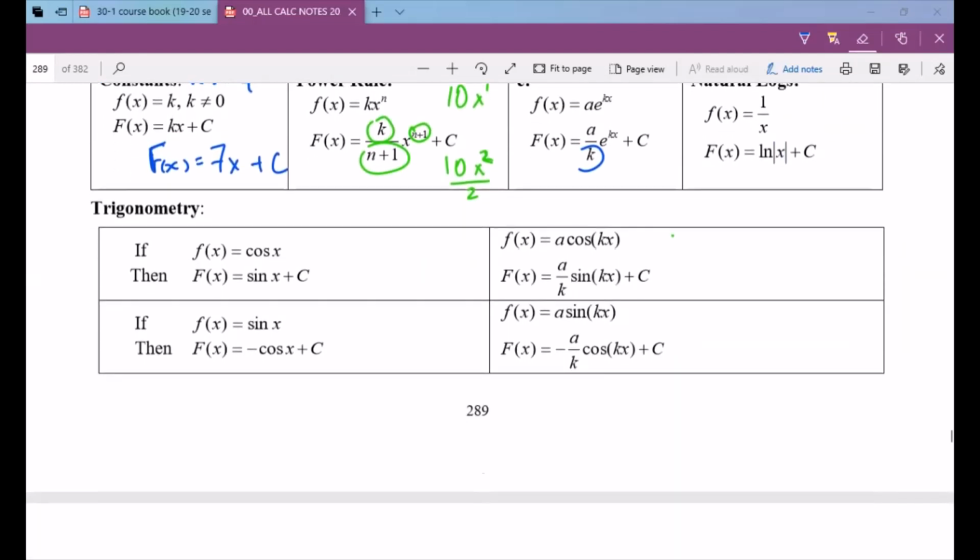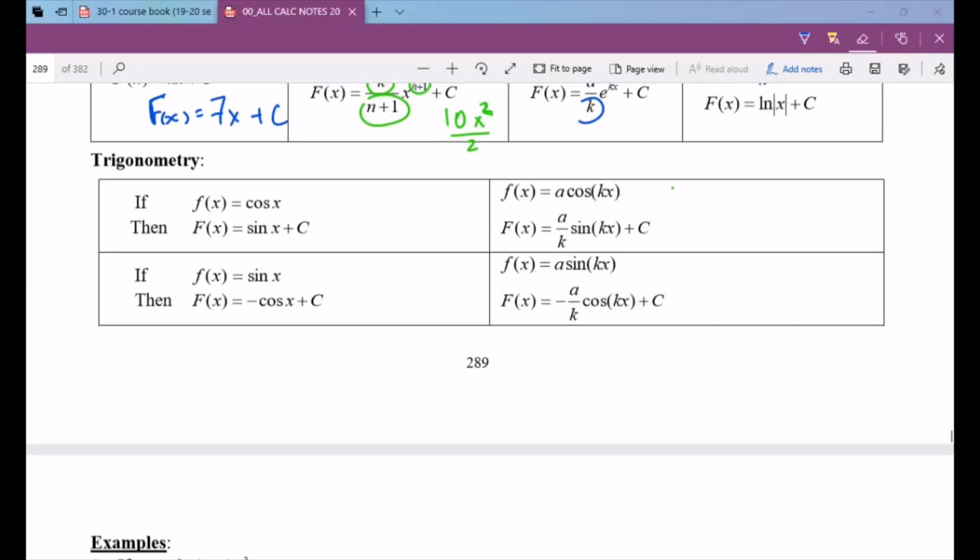And then the last ones here is just what's going on with trigonometry. Remember that the derivative of sine was cos. So therefore, if I'm taking the antiderivative of cos, that's just going to end up being sine. But because the derivative of cos was negative sine, if I'm taking the antiderivative of sine, it's going to be the negative of cos. So it just ends up being going backwards from what we've seen before.